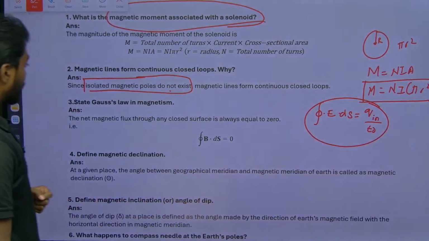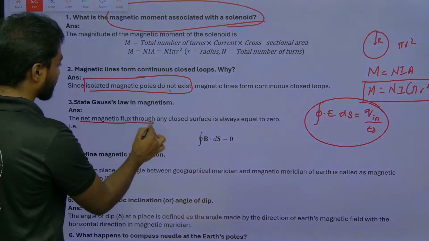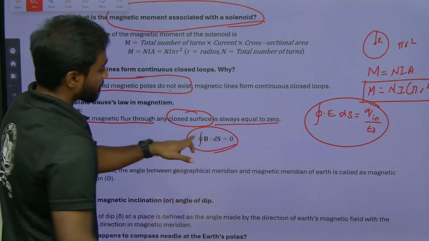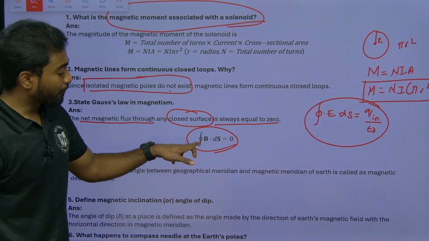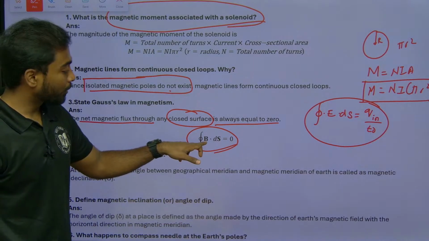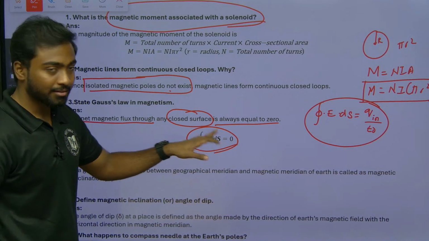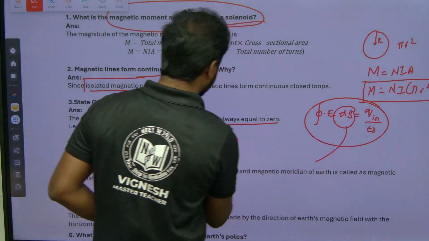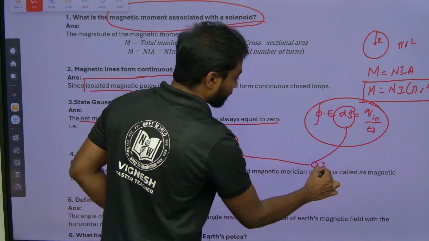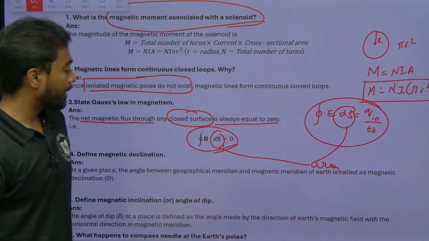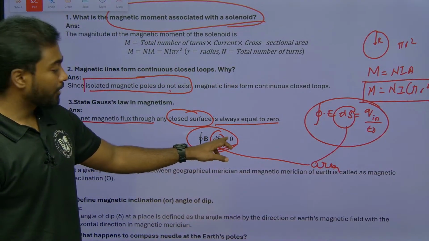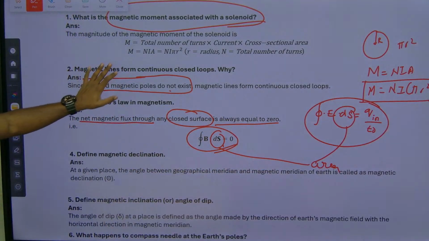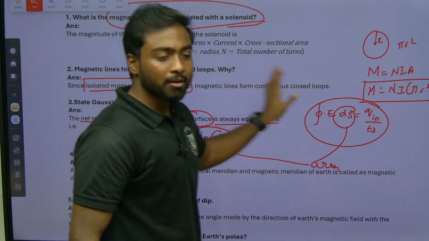Similarly, when we talk about magnetism, the net magnetic flux through any closed surface is always equal to 0. So the integral of B dot ds, magnetic field into area, equals 0. What is this ds? This is nothing but the area. So magnetic field into area is equal to 0. Okay, these are the first 3 questions. You can take a look at these first 3 questions and we can go for the next questions.